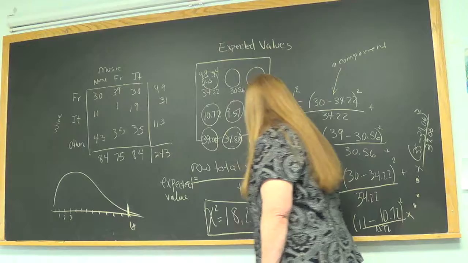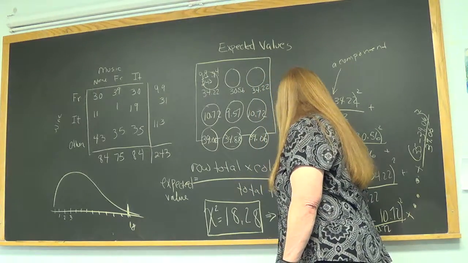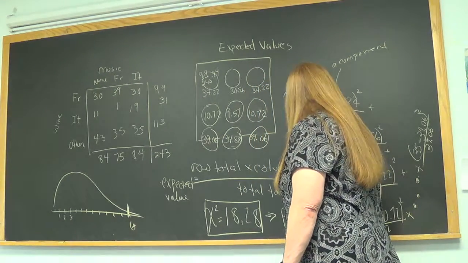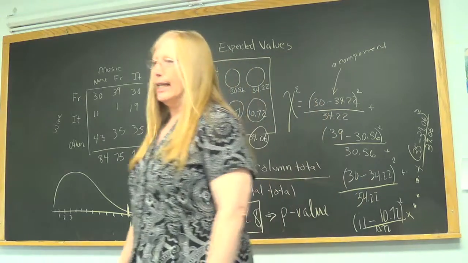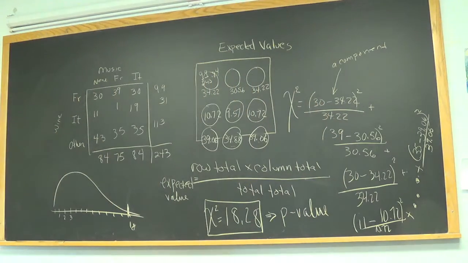So I need a p-value. And to get it, find your chart C. Everything on chi-squared is chart C. You have to know degrees of freedom. I haven't taught you that for this test. And here's how we find it.